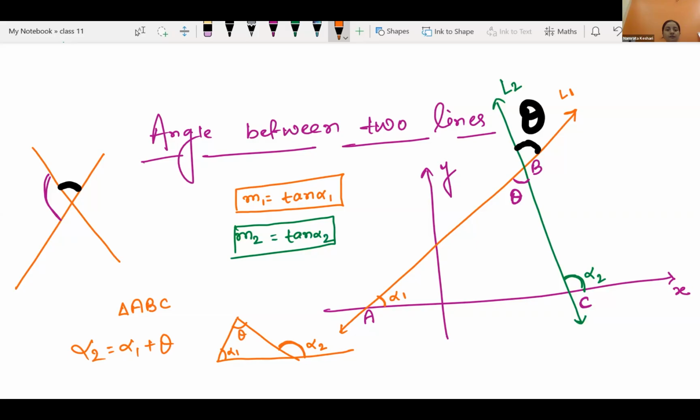Yes or no? Yes, ma'am. That means angle theta can be found by using alpha 2 minus alpha 1. We don't know how to find alpha 2 minus alpha 1 directly, but we can find tan theta by taking tan on both sides. Theta is equal to alpha 2 minus alpha 1, that means tan theta is equal to tan of (alpha 2 minus alpha 1). Is it clear so far?